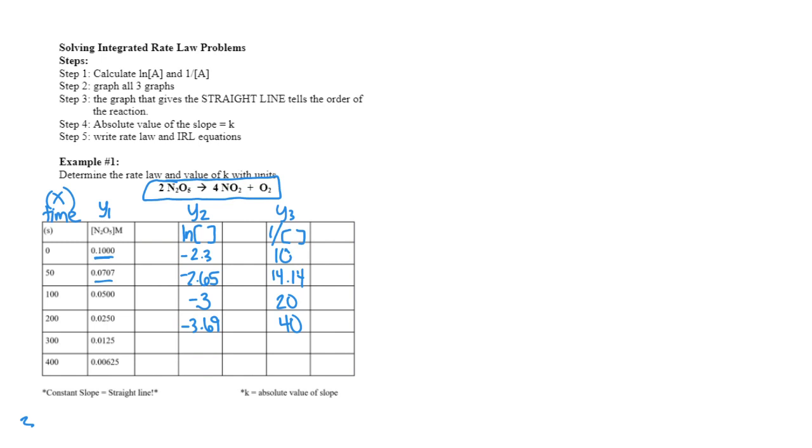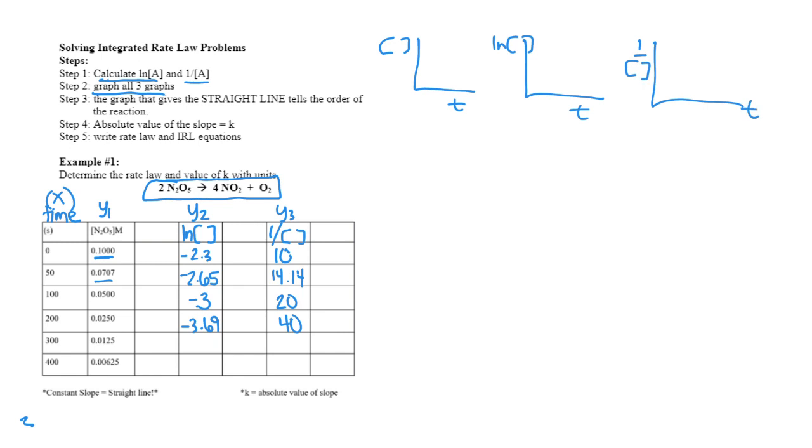Now, technically, we did this. We calculated the natural log. We calculated 1 over the concentration. Technically, what we want to do next is analyze 3 different graphs. So what does my concentration versus time look like? What does the natural log of my concentration versus time look like? And what is 1 over my concentration versus time? What do those graphs look like and which one gives me the straight line?